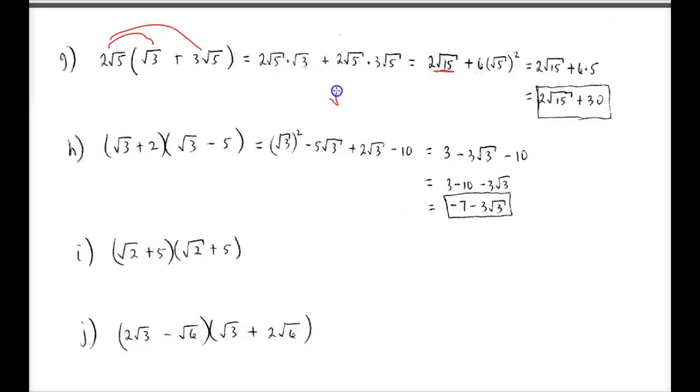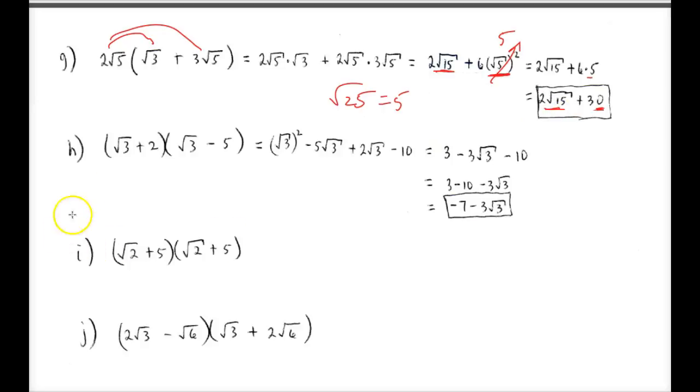So let me rewrite that again. And so I chose to write it this way just to come up with the answer of 5. So we see simplifying all this is just 5. So 6 times 5 is 30, and we just keep the 2 times the square root of 15.